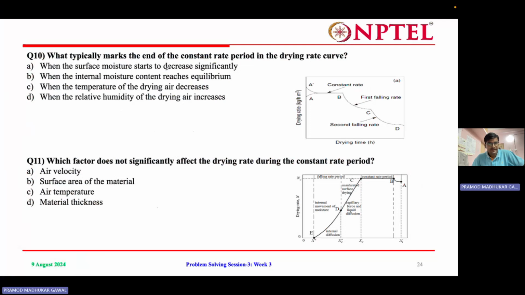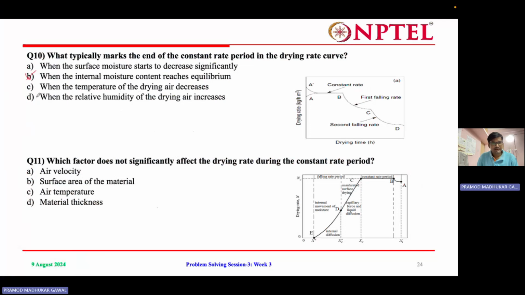What typically marks the end of the constant rate period in the drying rate curve? When the surface moisture starts to decrease significantly. So this may be possible when the internal moisture content reaches equilibrium. No, this is not possible here.